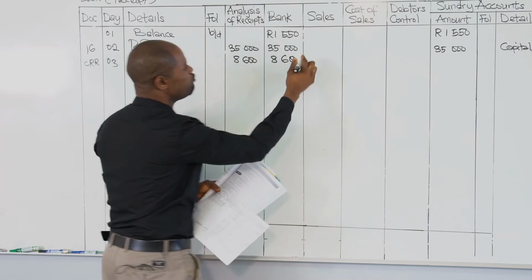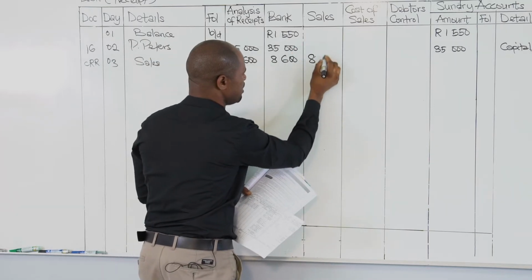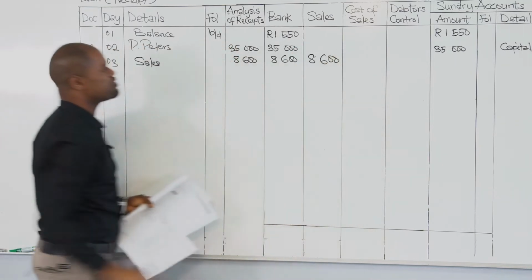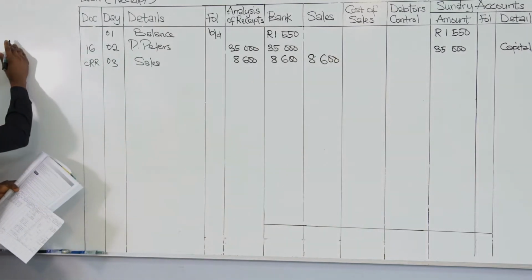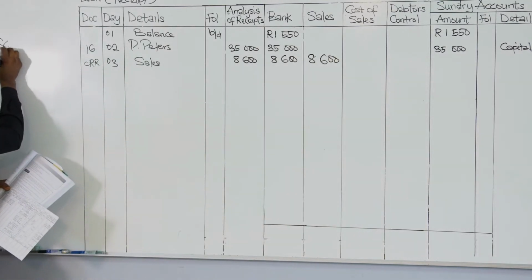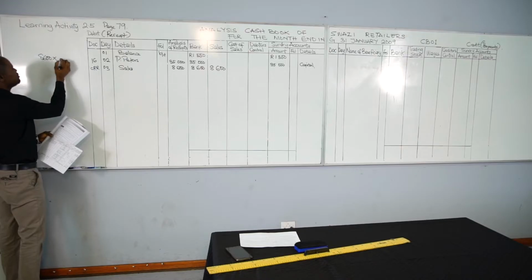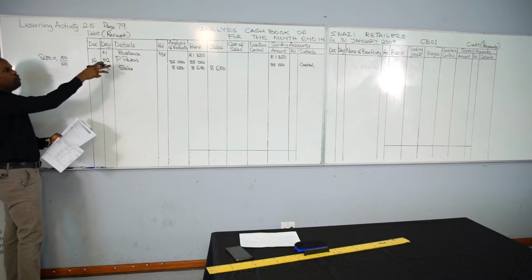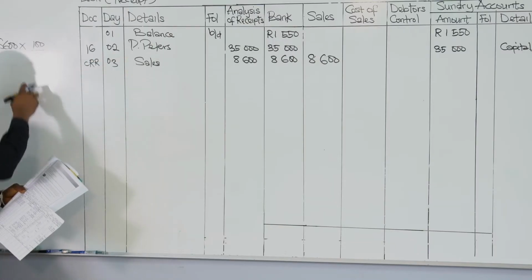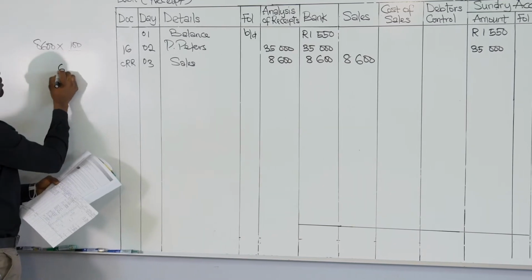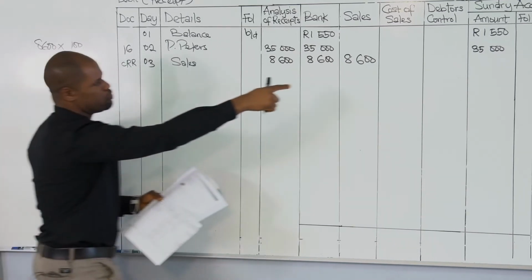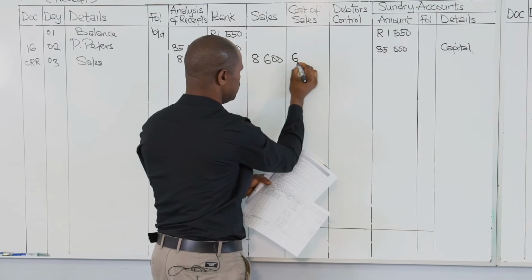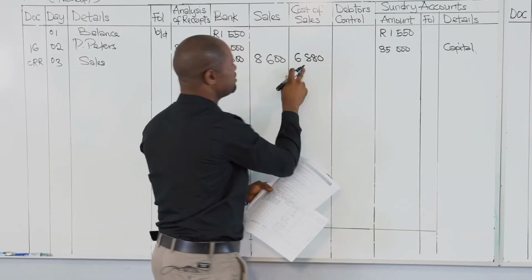Because it's sales, it goes under sales, the same thing. But for cost of sales, you have to calculate it. To calculate our cost of sales, it is the sales amount times 100 over 125. The 125 here is the cost plus the profit margin of Swazi Retailers. What you are going to get there is 6,880. So you put it here, 6,880. That is your cost of sales.